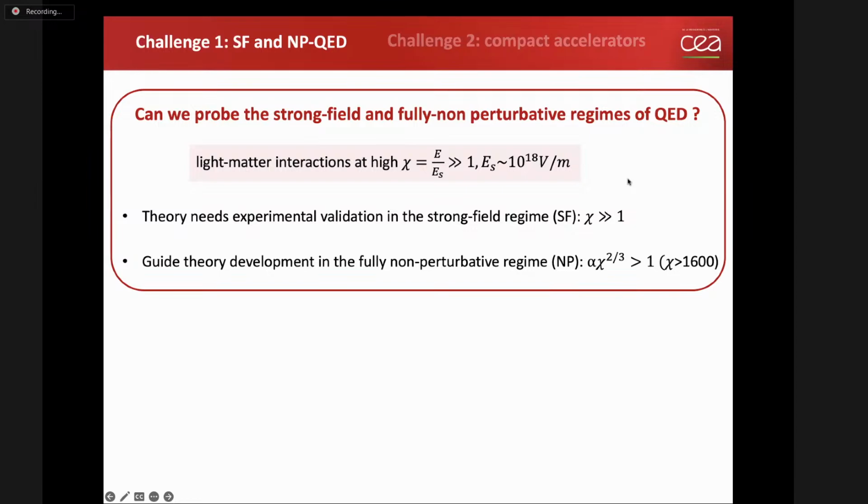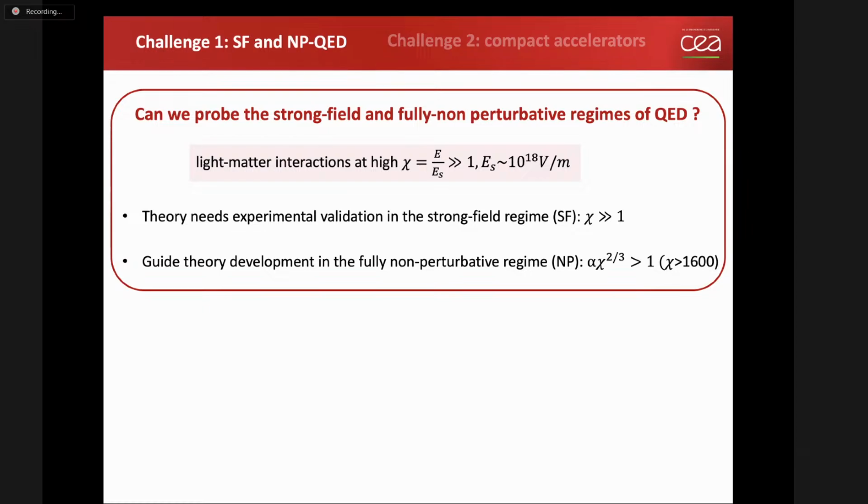Can we probe the strong field and fully non-perturbative regime of quantum electrodynamics that arises in light-matter interactions when the so-called chi parameter, which is, for electrons, the background field seen by electrons in their rest frame, becomes much larger than unity? This means that the field seen by electrons in their rest frame is much larger than the so-called Schwinger field of 10 to the 18 volts per meter. So this is huge.